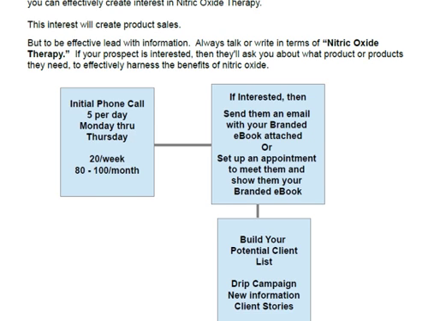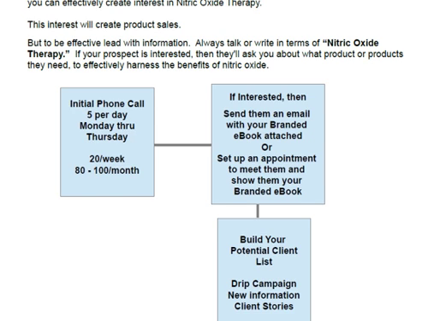Now in the flowchart, you want to make an initial phone call. Our suggestion is to make 5 per day. If you want to do more than that, great. But minimum 5 per day, Monday through Thursday. That means that you're making 20 calls per week. And if there are 4 weeks in the month, that's 80 calls for the month. If there are 5 weeks in the month, that's 100 calls per month.